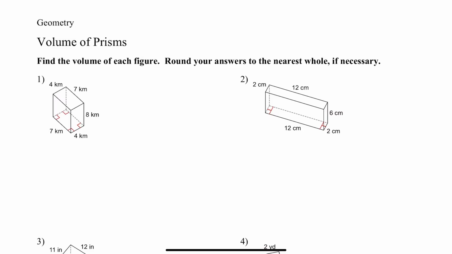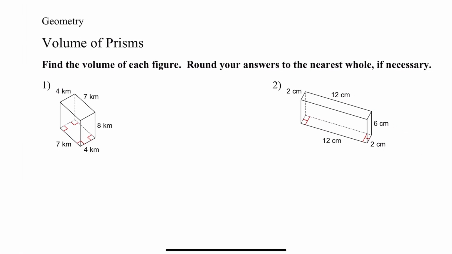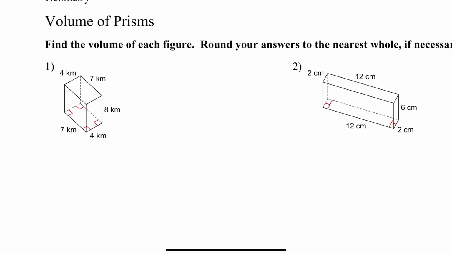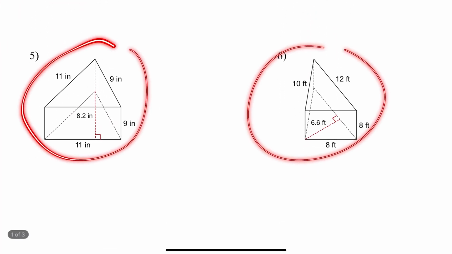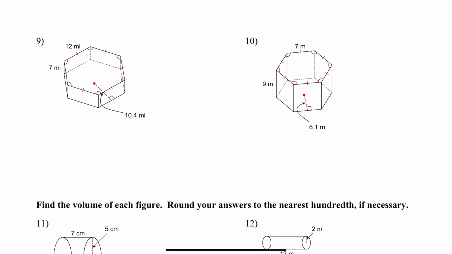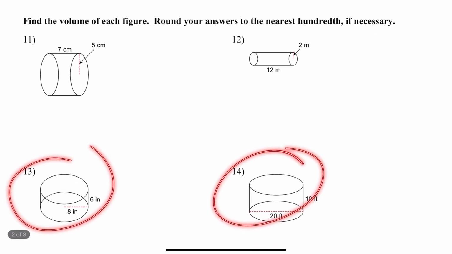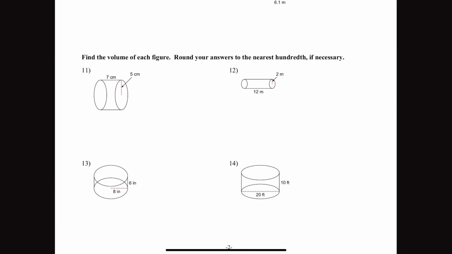Alright guys, what's up? This video is going to be all about volume of prisms. And so we will be going over different types of how to find the volume of prisms, of what looks like rectangular prisms. We will also cover triangular prisms. We will cover hexagonal prisms as well as some cylinders. So just to give you an idea of what types of prisms I'll be doing in this video.